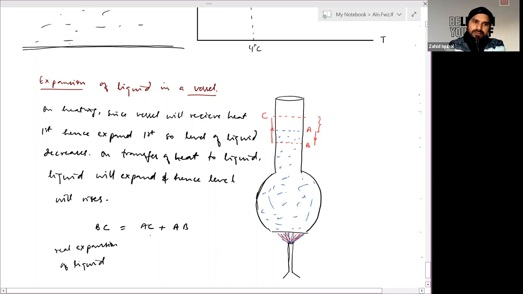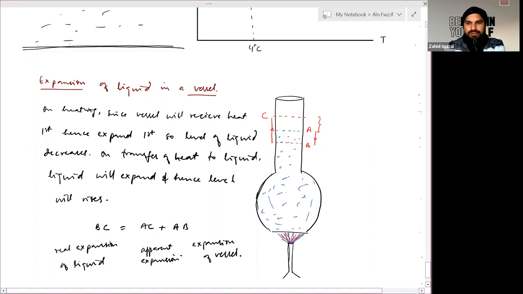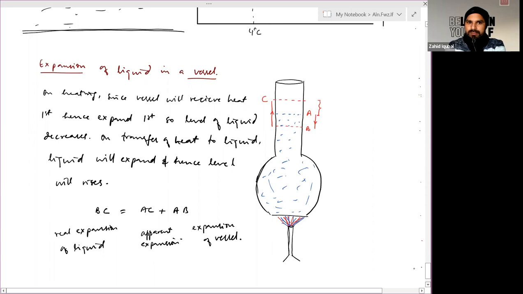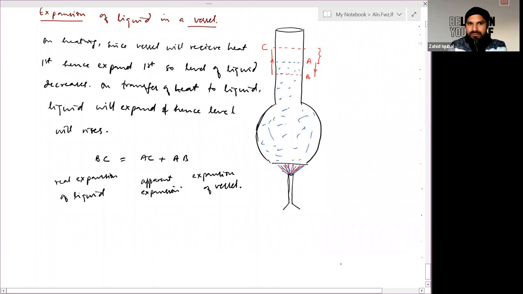A to C is apparent expansion or false expansion observed by the observer. So it will be apparent expansion, and A to B is expansion of the vessel. So in all different vessels, the level of liquid or expansion of liquid will always be the same. Only there will be a change in expansion of the vessel, which will be different for different materials.